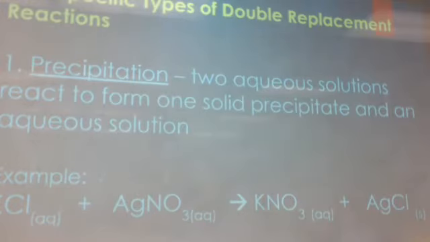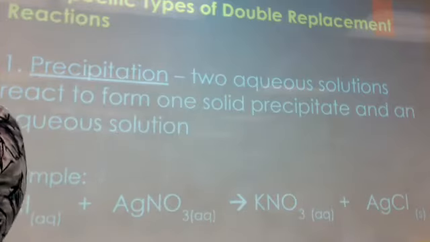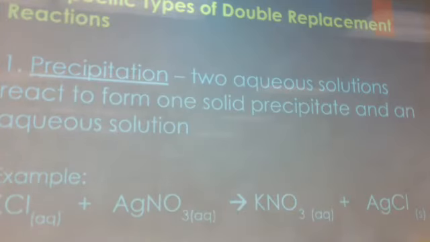When we did the evidence of chemical change lab, the very first reaction you did when you took your copper nitrate and mixed it with the NaOH, that was a precipitation reaction. And you should have seen a jelly-like floppy substance kind of form in your test tube. Okay, that was a precipitation reaction.